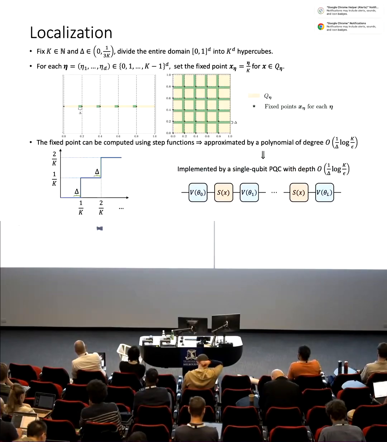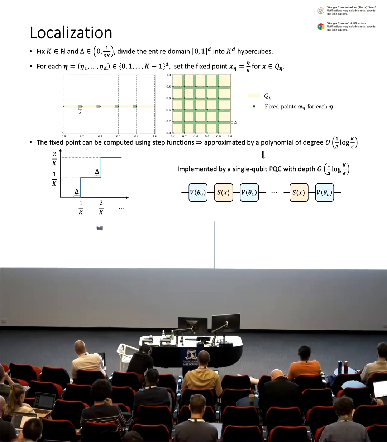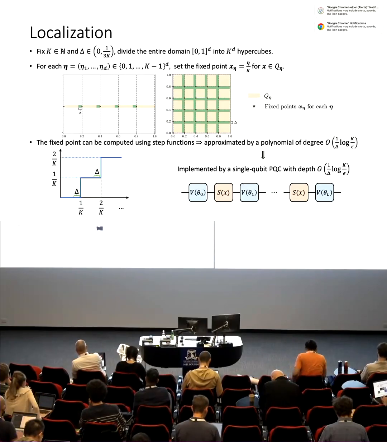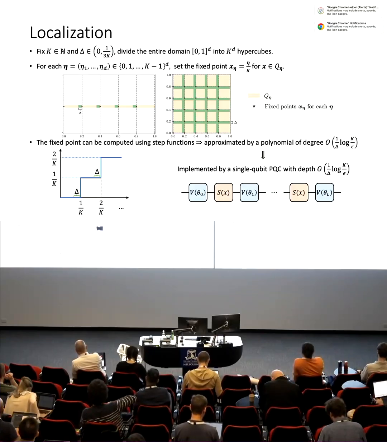So this kind of finding the fixed point approach can be thought of like calculating the step function. Once x is between, say, 0 and 1 over K, then we set the fixed point to be 0. Then the rest is just to approximate this step function by a polynomial of a certain degree. And since we saw before that the polynomial can be approximated by the single qubit PQC, we can use a PQC to implement this localization step.